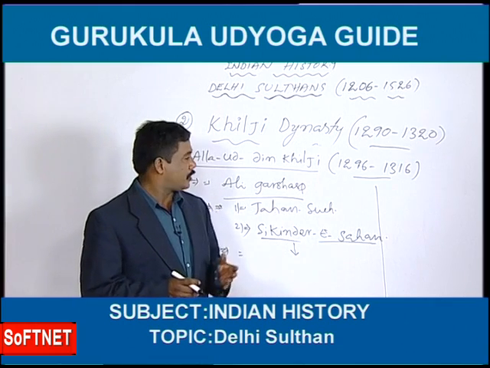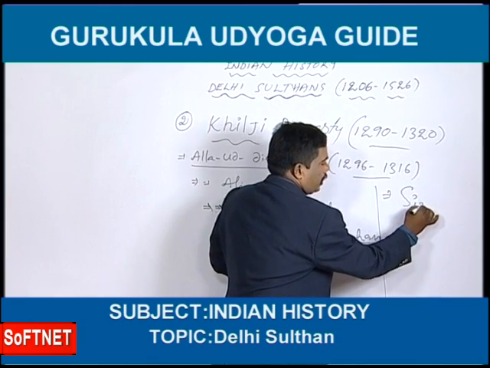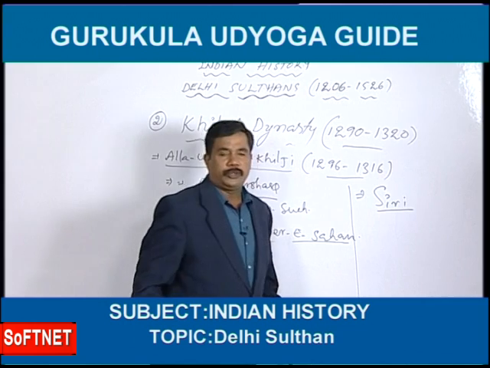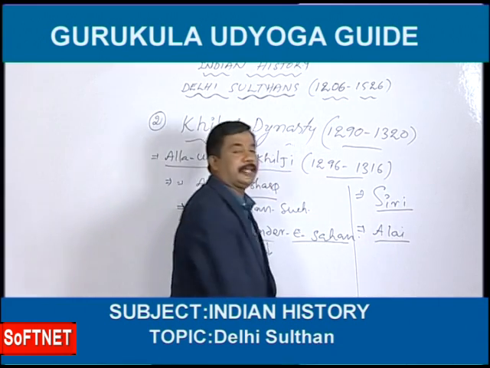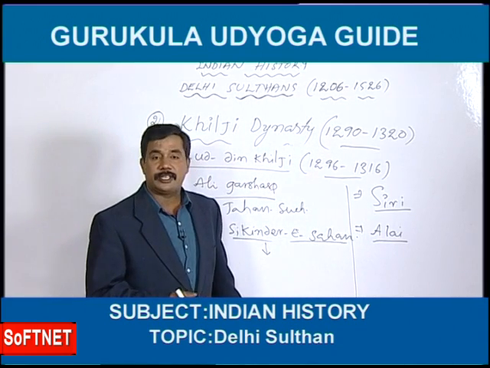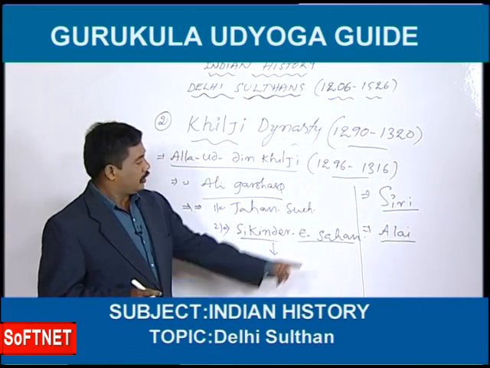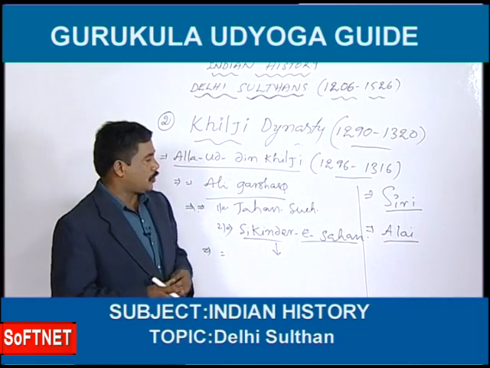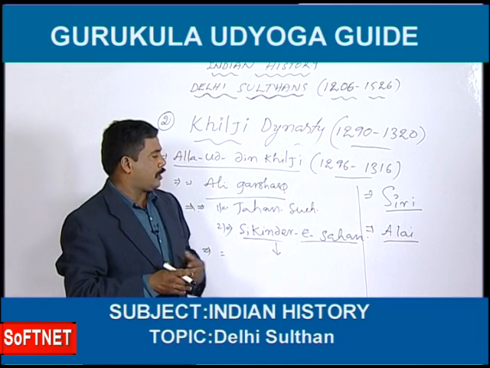So first of all, let us see his constructions. Are there any constructions of Alauddin Khilji? Yes, he constructed Siri town. You know, it is what we can call Old Delhi. And he constructed Alai Darwaza. Alai Darwaza is one of the doors of Qutub Minar. So he constructed these two: Siri town and Alai Darwaza.